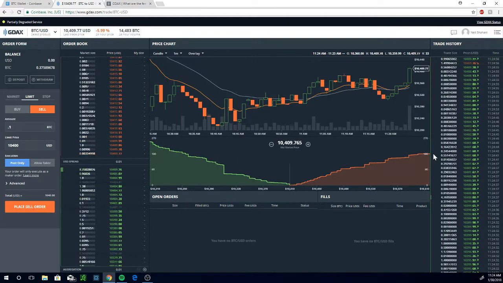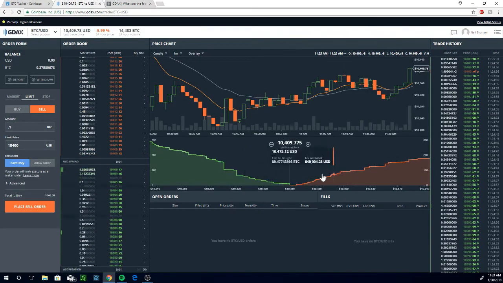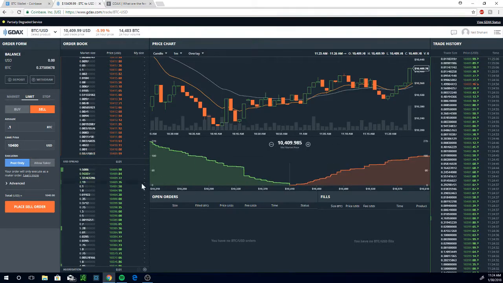To use this depth chart right here, you can see where the big buyer and seller walls are. It looks like we have a pretty big buyer wall at 10,310. Doesn't look like there are any big seller walls.